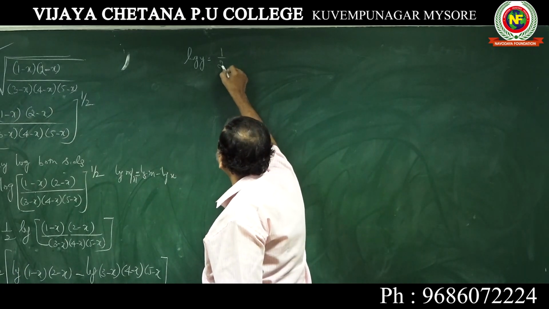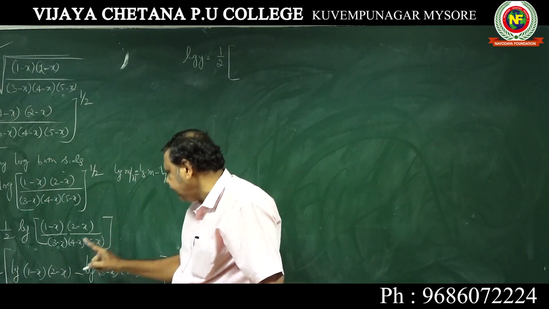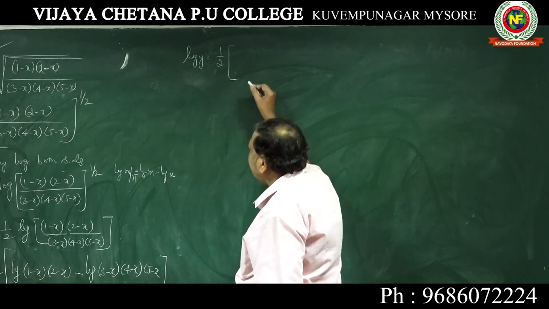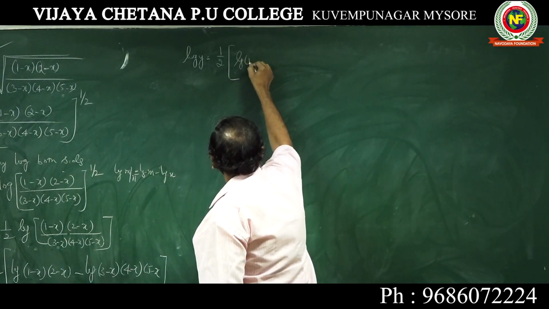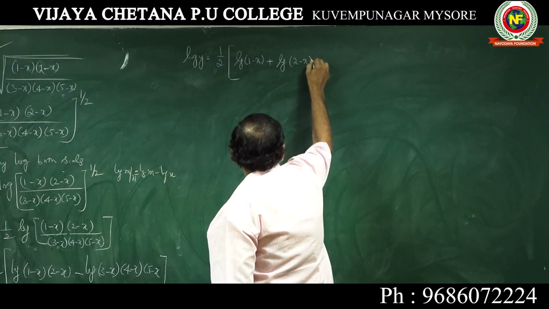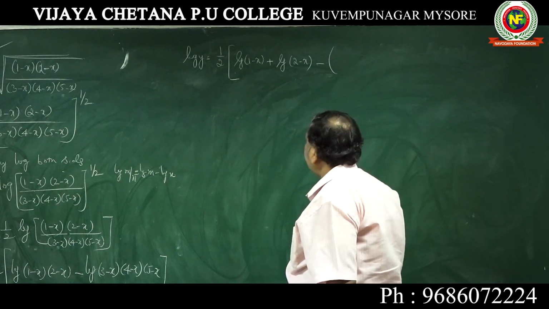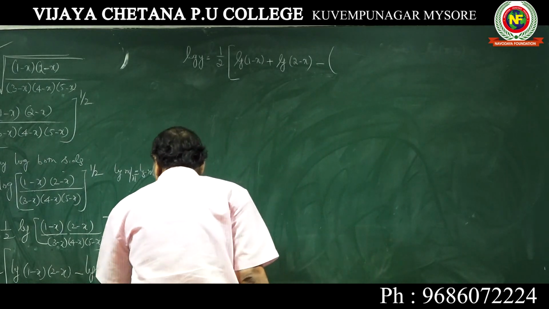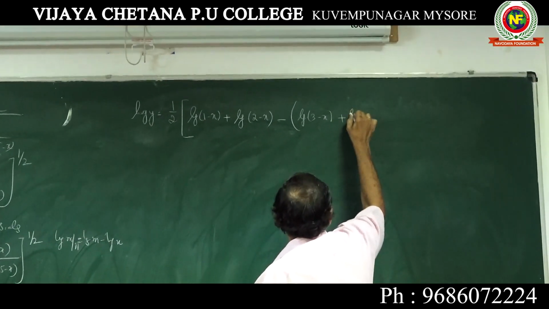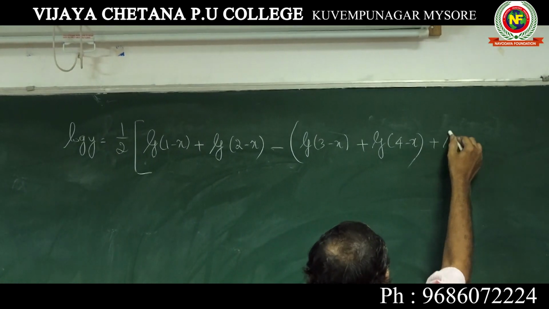Now log mn is log m plus log n. That is log of (1−x) plus log of (2−x). Similarly minus, here you put another small bracket, you write here log(3−x) plus log(4−x) plus log(5−x).